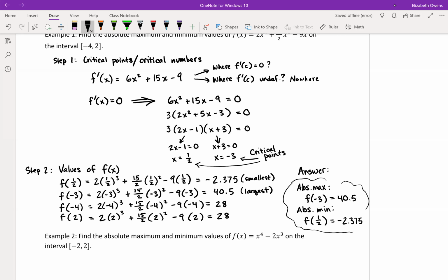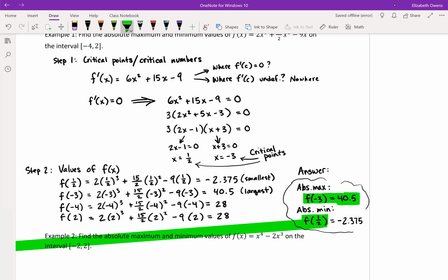So one note here before I end the recording. When you are entering your answers, you might want to be careful as to how you do it. In MyMathLab, check if they want you to type in f of -3, or if they just want you to type in 40.5, or if they want it as a fraction. Same thing with your absolute minimum. Do they want f of 1/2? Do they want you to round to a certain number of decimal places?